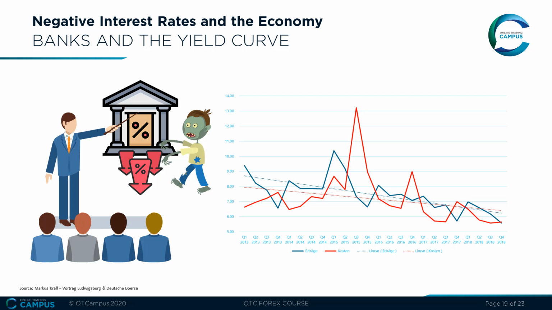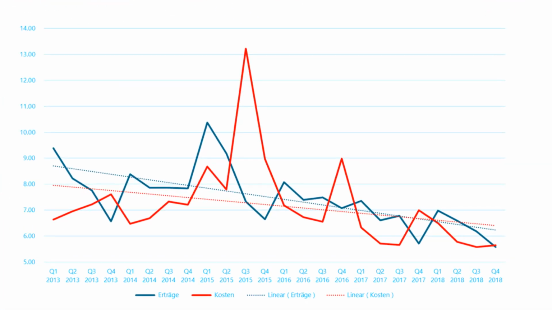Today, banks fight against the race between costs and revenues. Here, using the example of the Deutsche Bank, you can see the following. Here are the costs and revenues of Deutsche Bank from the first quarter of 2013 to the fourth quarter of 2018, with the red line representing costs and the blue line representing revenues. You see both goes down slightly, but the blue and the red trend lines go down with different steepness. You can very well observe how the revenues fall faster than the costs.